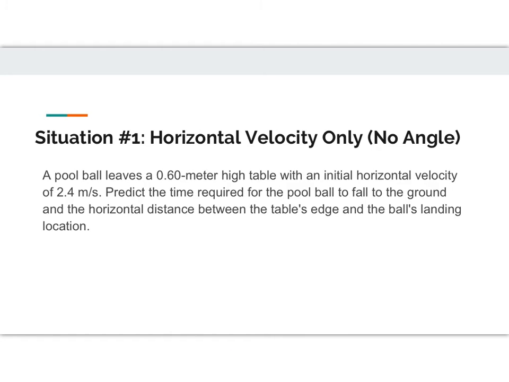All right, let's dive in and try to solve a problem. My first situation is horizontal velocity only. Whatever we're doing is just being shot out in the horizontal direction, and then we notice it will fall down in a pattern like this. A pool ball leaves a 0.6 meter high table with an initial horizontal velocity of 2.4 meters per second. We need to figure out the time required to fall to the ground and the horizontal distance between the table's edge and the ball's landing.